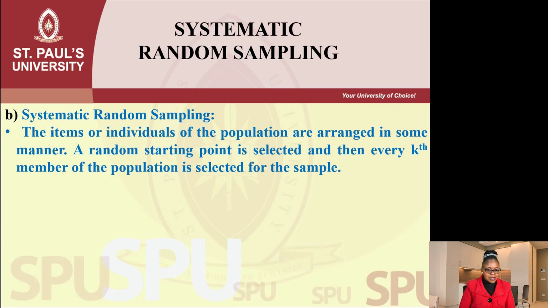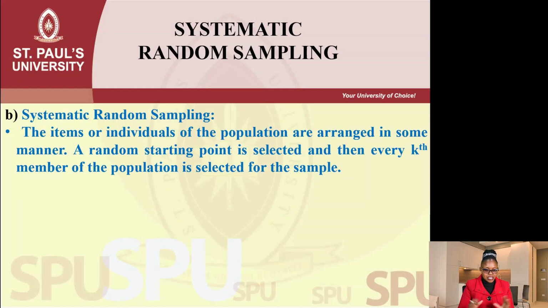Now let's look at systematic. Systematic is a bit different, but according to the way the name suggests, you are doing it with some kind of arrangement. This is not simple random, but this is systematic. So what we are saying here is items or individuals or even events, we have also talked about events, are arranged in some manner. And then a random starting point is selected, and then every kth member of the population is selected for the sample.